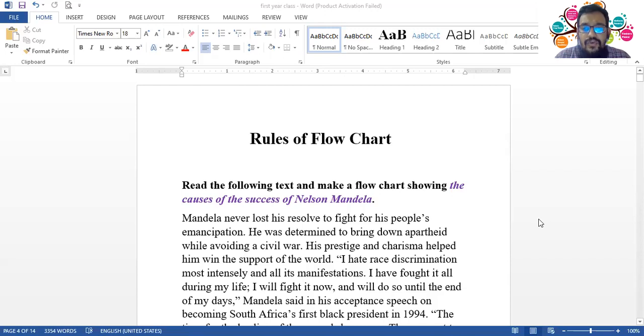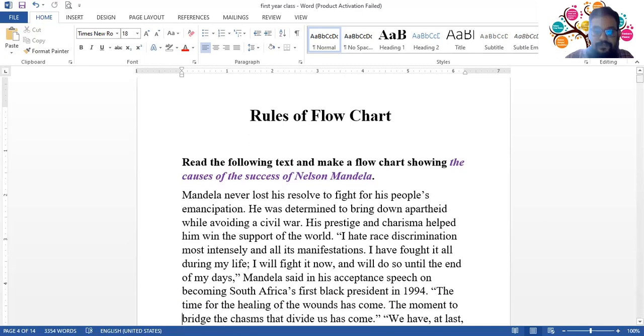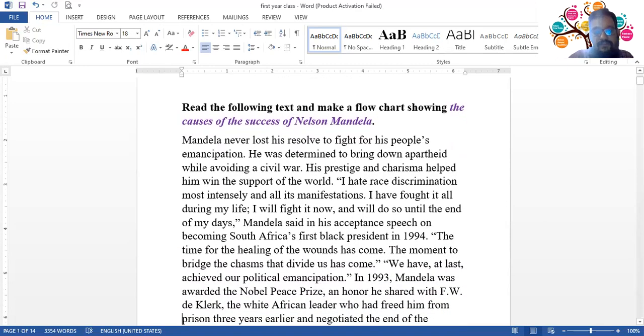And in the question paper, you will get a passage, and in the question you will get this sort of instruction. Say, read the following text and make a flowchart showing the causes of the success of Nelson Mandela. Then, under this instruction, a passage from your text will be given. Say, here I have taken the passage from Nelson Mandela, Unit 1, Lesson 2. We have read it in our previous class.